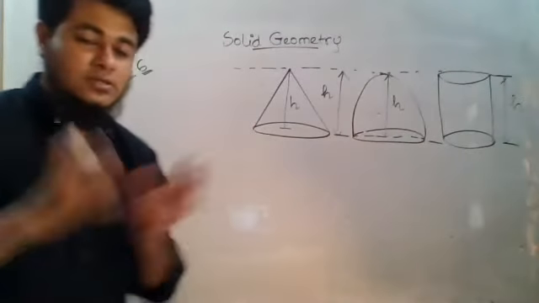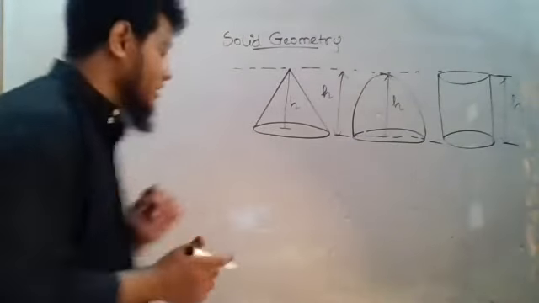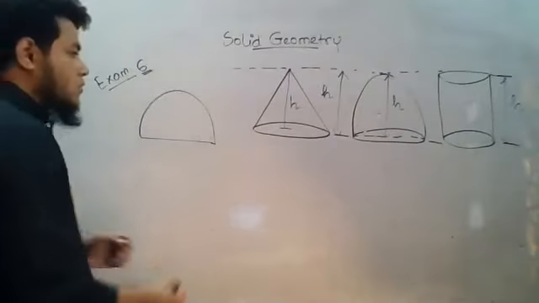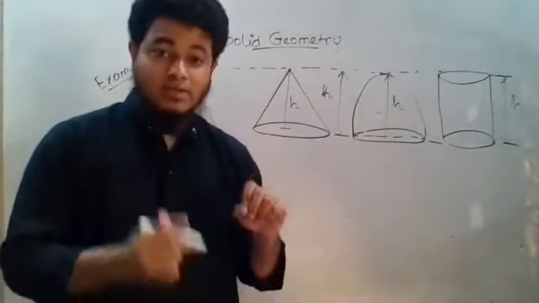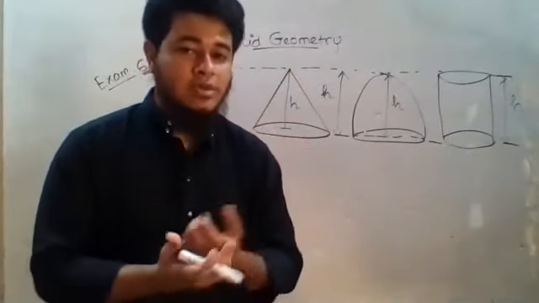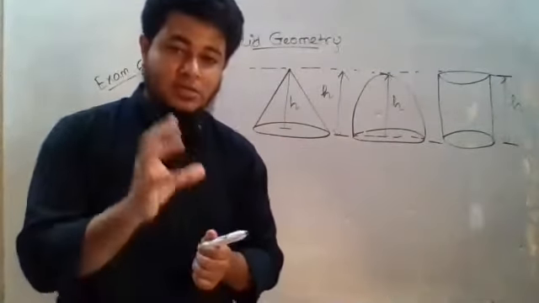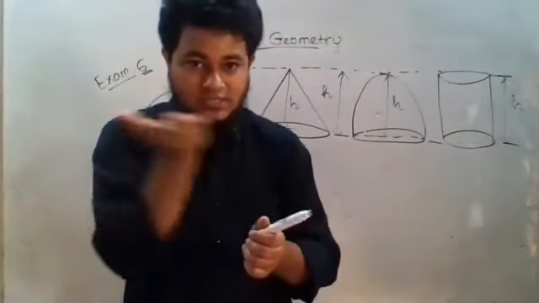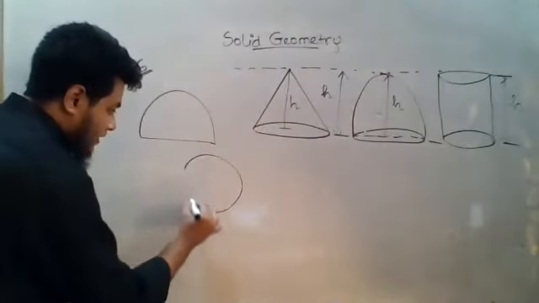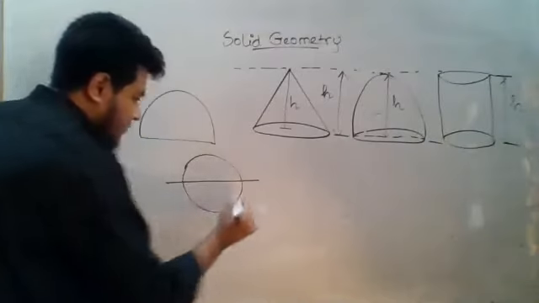Now you might ask, sir, we know that the semicircle looks like this. It was supposed to be like that, but this is not a semicircle, this is a semisphere. Now how can we imagine a semisphere? Let us say you have an orange and you cut it from the middle. Okay, let us say this is your orange and you cut it from the middle.